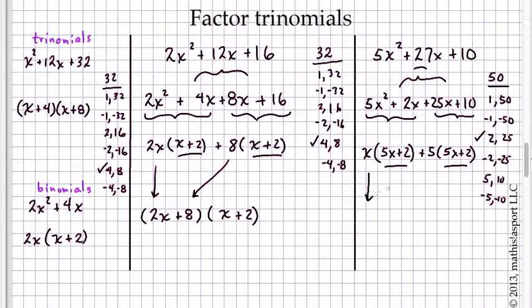So our last step, since both of these things are multiplied by 5x plus 2, is I write x plus 5 times 5x plus 2. That's it.